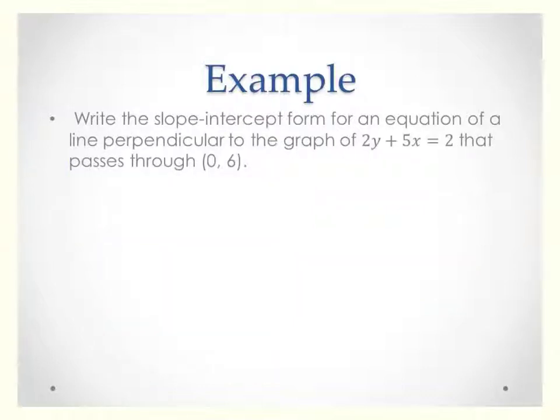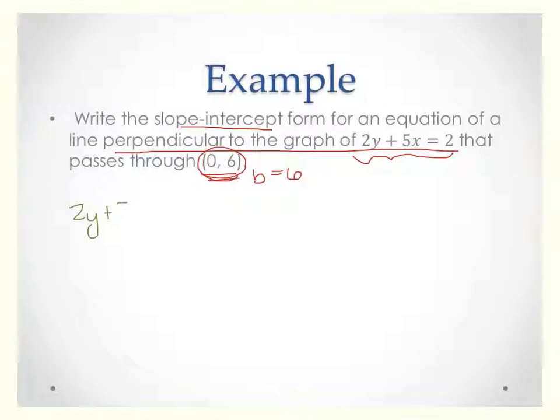One more example. Okay, slope-intercept form of the line that is perpendicular to 2y plus 5x equals 2, and it passes through this point. Well, hey, what is 0, 6? 0, 6 is a y-intercept. That's already telling us our b. This will give us our m, but what do we need to do to it first? We need to put it into slope-intercept form because that's how you get your m.